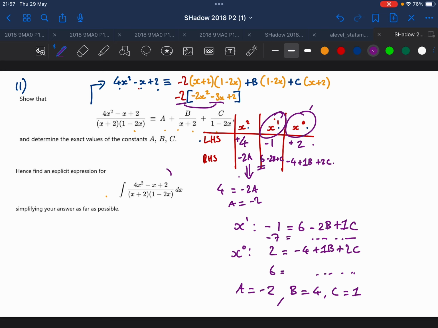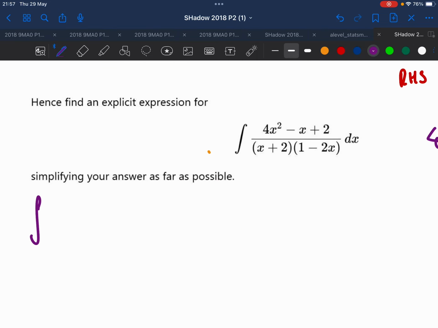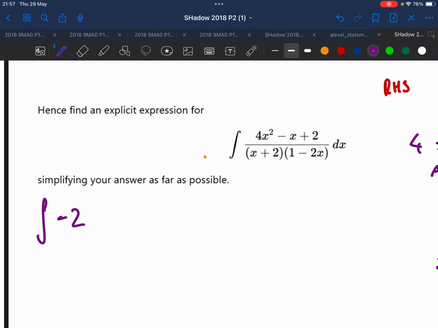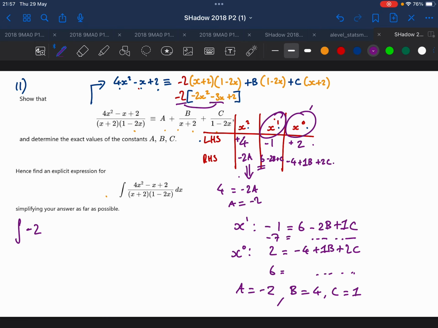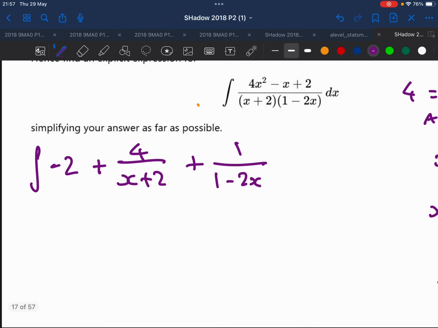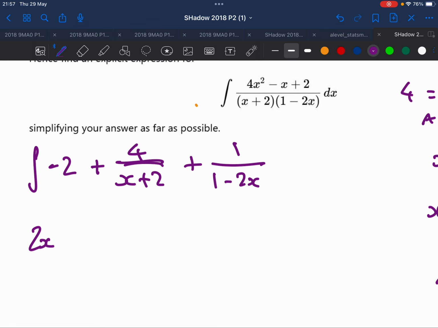Now, the idea is that when we do that, it makes integrating a little bit easier. So instead of integrating this here, what we would do first is we would substitute in our values. So I believe it was -2, and then 4 goes with the x plus 2, and 1 goes with this final term. Okay, so if we integrate that, we would get 2x. When you've got something like this, natural log is typically what you're looking for, when you've got something in the denominator with x and there's no power on the whole bracket.